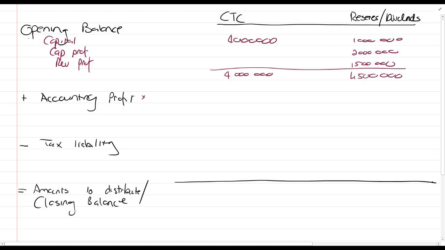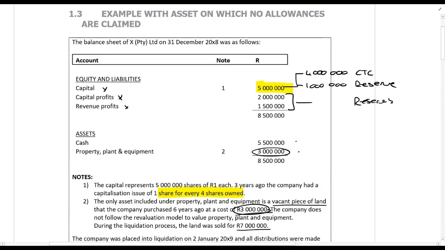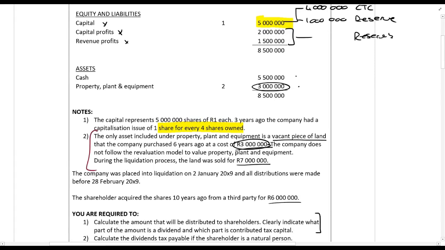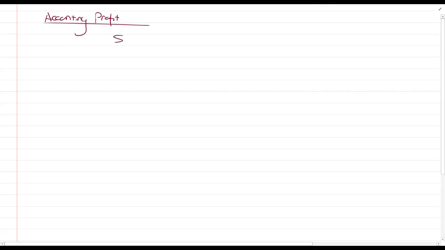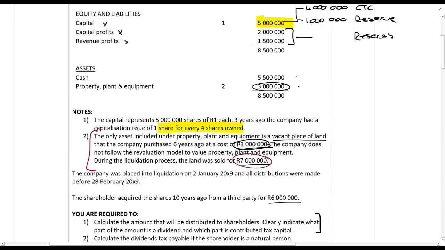Now, we're doing the accounting profit. Okay, so now, you should all be telling me this. How do we do the accounting profit on this sale? How do we calculate accounting profits on the disposal of an asset? Simple. We say selling price less carrying value, or book value. That's how we calculate for accounting. So selling price is 7 million. Carrying value is the amount in your statement of financial position, 3 million.